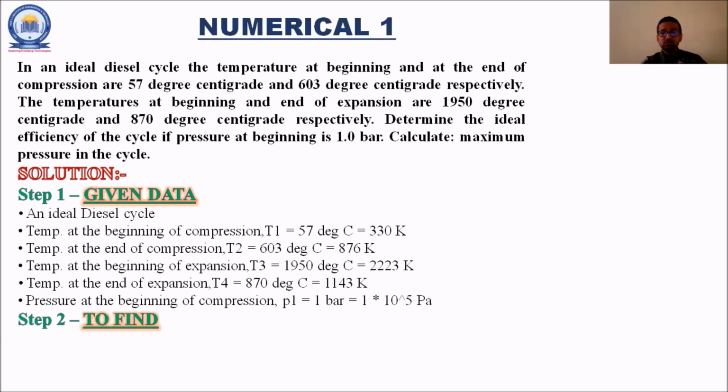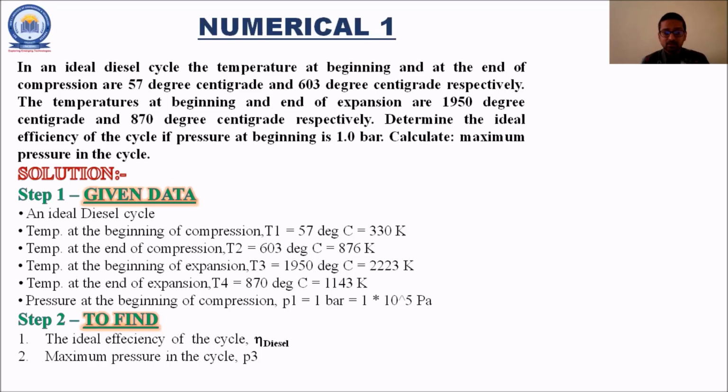Step number 2, that is to find. First, we need to find the ideal efficiency of the cycle, that is eta diesel. And then we need to calculate the maximum pressure in the cycle, that is P3. Dear students, have you understood the given data and what is to be found perfectly? Shall I proceed further with the third step of the calculations?